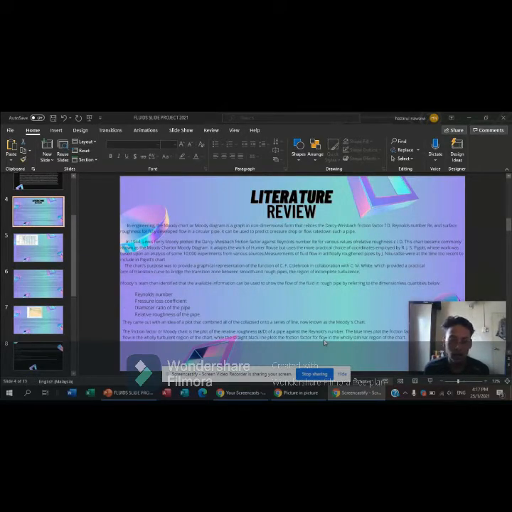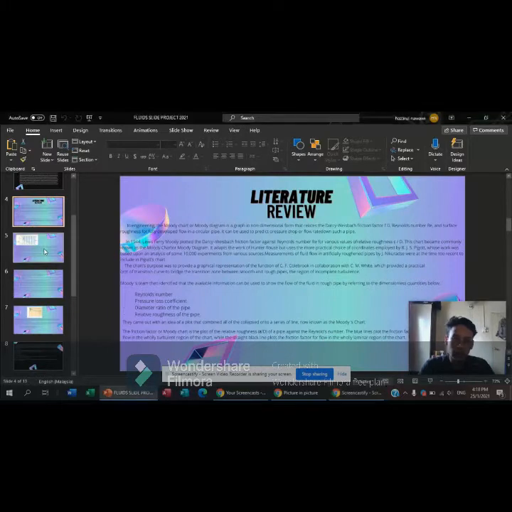Moody's team then identified that available information can be used to show the flow of the fluid in a rough pipe by referring to the dimensionless quantities below: Reynolds number, pressure loss coefficient, diameter ratio of the pipe, and relative roughness of the pipe. They came up with the idea of a plot that combines all of these and collapses onto a series of lines, now known as the Moody chart.